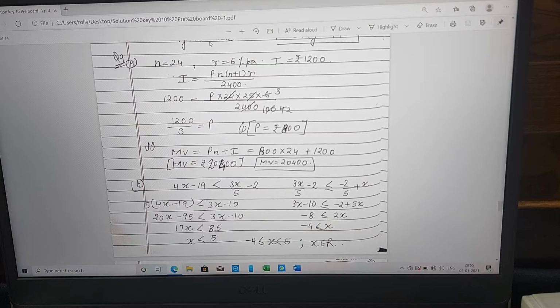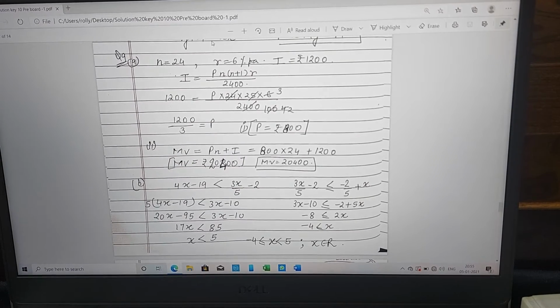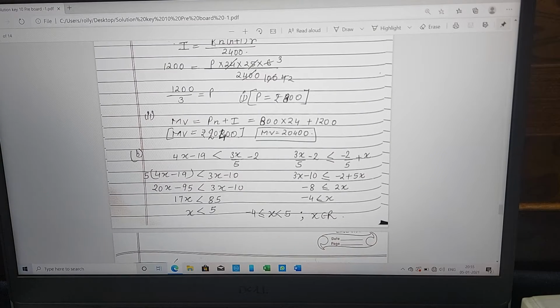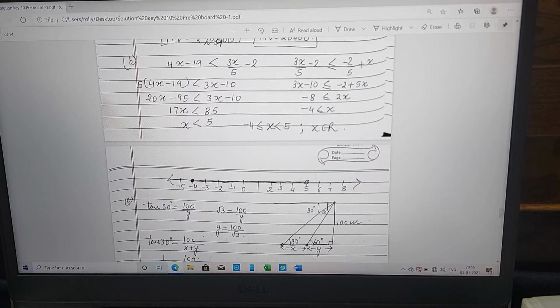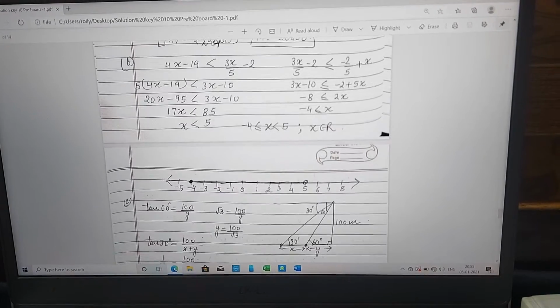So we'll use the formula I is equal to P N (N plus 1) R upon 2400, and we'll get the value of P, and then maturity value becomes P N plus interest. Clear?